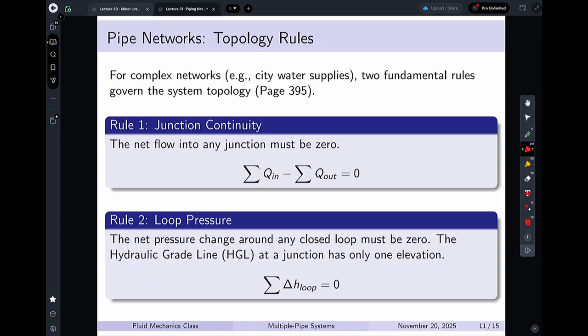The main thing that I want to highlight here, and this is why I added these examples, and I do encourage you on your own to try them out, is just the basic rules. Net flow into any junction must be 0. Q in minus Q out is 0. The net pressure change around any closed loop must be 0. And the hydraulic grade line at a junction has only one elevation. So if you go to a junction point, it's always going to have the same elevation no matter which path you took into that junction. And a junction is just where all of the pipes come together.